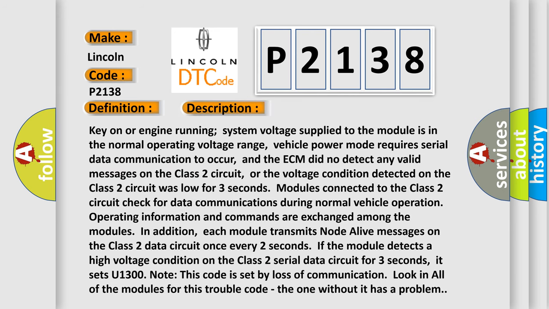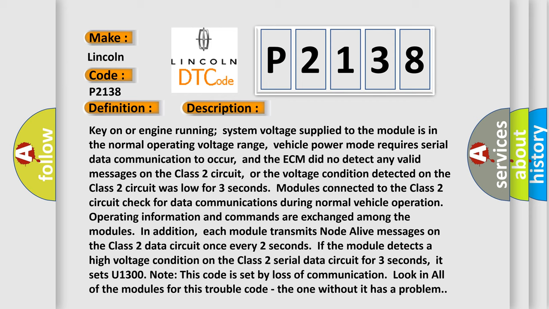Key on or engine running, system voltage supplied to the module is in the normal operating voltage range. Vehicle power mode requires serial data communication to occur, and the ECM did not detect any valid messages on the Class 2 circuit, or the voltage condition detected on the Class 2 circuit was low for 3 seconds.